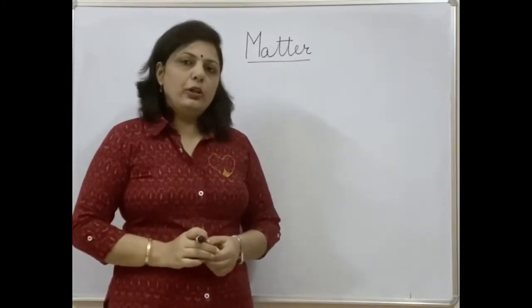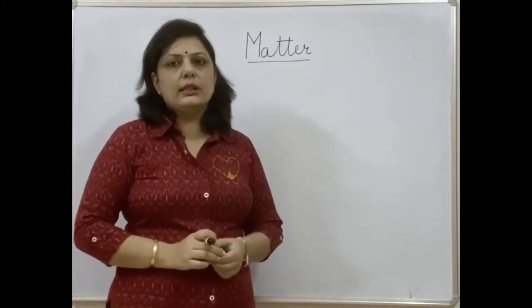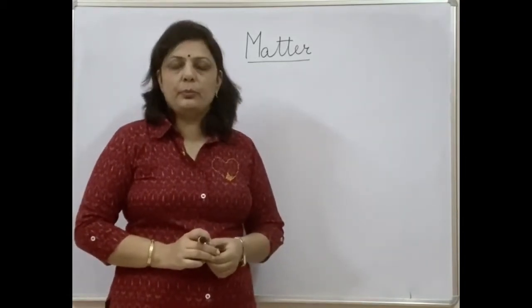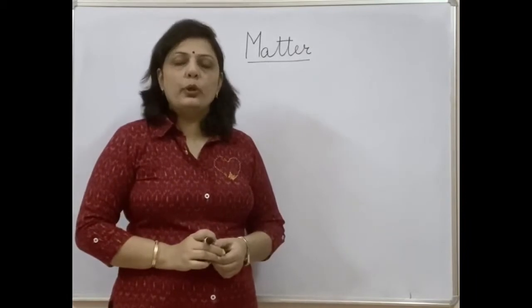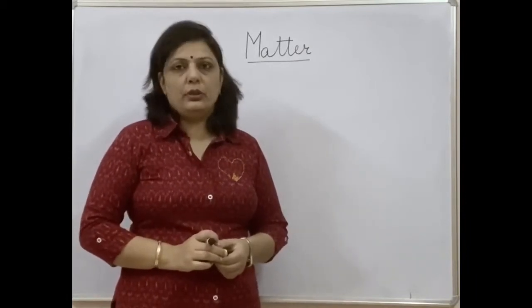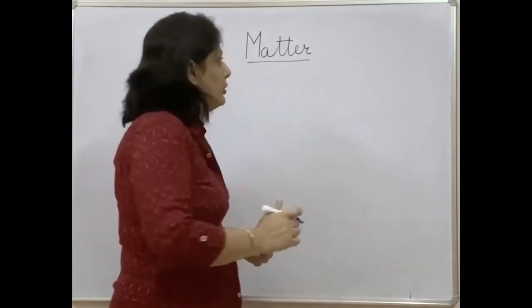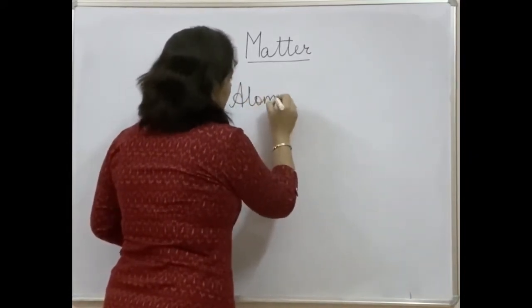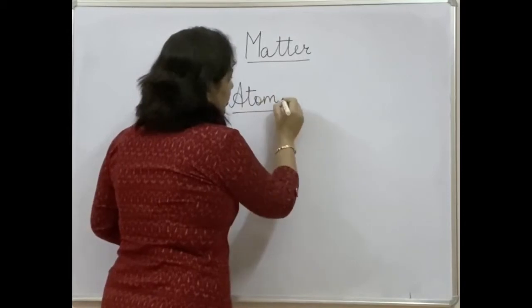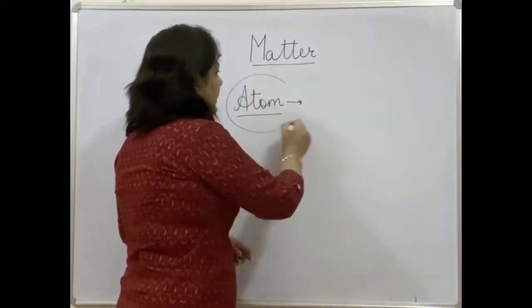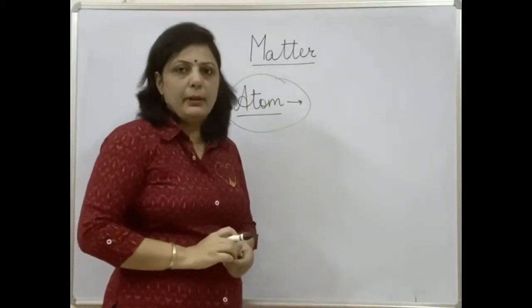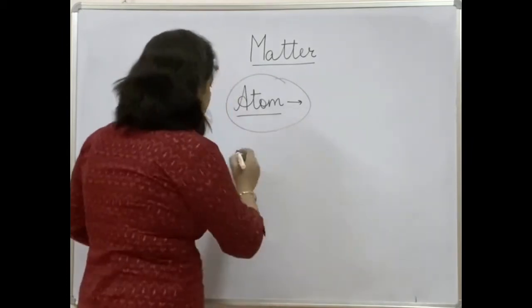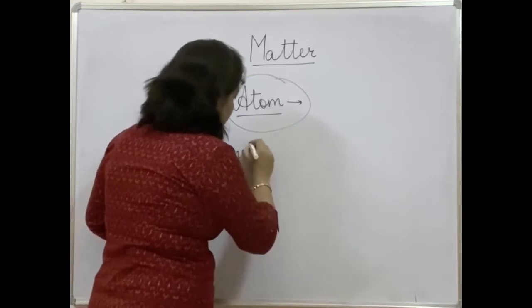Now we all have been knowing that this whole universe is made up of matter. Everything which we see is made up of matter. But what is this matter made up of? Matter is made up of atoms, and an atom is considered the smallest unit. This atom cannot exist independently. The atom will combine with other atoms and form a molecule.